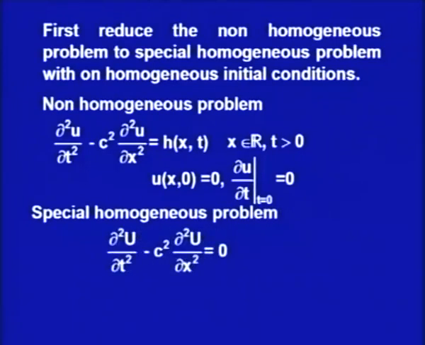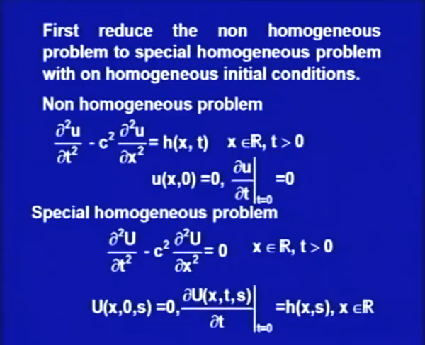What is that special homogeneous problem? I am taking another function capital U, with ∂²U/∂t² minus c² ∂²U/∂x² is equal to 0. That is the equation in the unknown function capital U. This is the homogeneous wave equation in the whole region minus infinity to plus infinity and t positive. And the initial conditions are U(x,0,s) is equal to 0, and the derivative of U(x,t,s) with respect to t at t equal to 0 is h(x,s) for all x belonging to R.